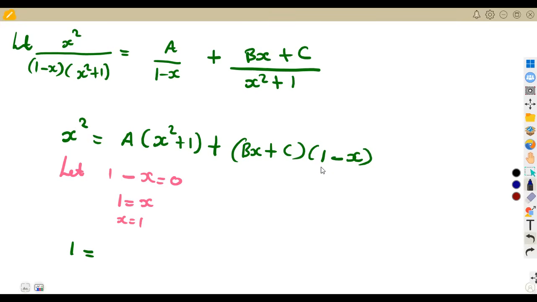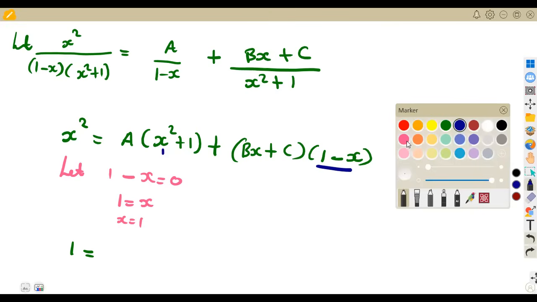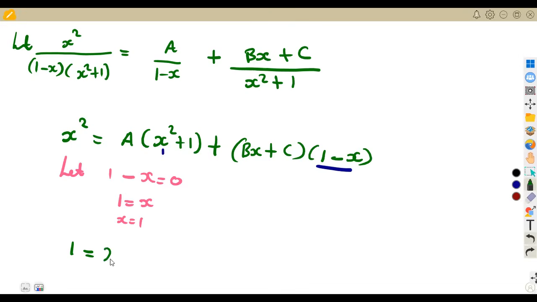Since we are focusing on this part, it means the whole of this part is now a 0, because we said 1 minus x is a 0. So the whole of this is going to be 0, and 0 times anything gives us a 0. So we are only focusing on where there is an a. So you're going to substitute a 1 here. So this will be 1 squared, which is 1, plus 1, which is 2. So that's 2 times a, which is 2a. Okay. So we can divide by 2 both sides. So a is going to be 1 over 2.